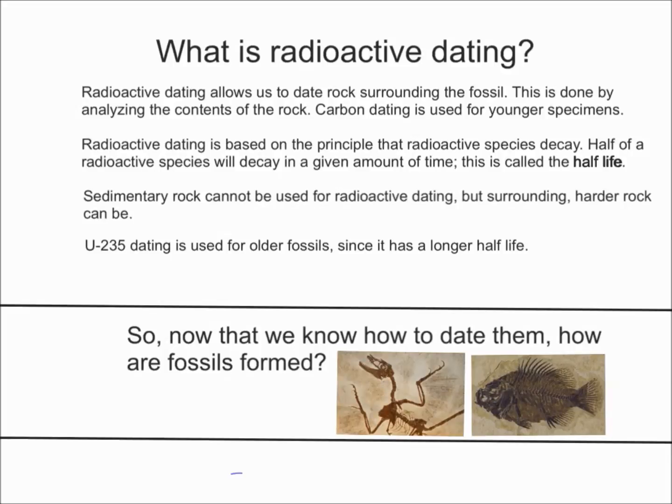Carbon is used to date younger specimens because of its shorter half-life, while uranium-235 is used to date older specimens. Sedimentary rock cannot be used for radioactive dating, but surrounding, harder rock can be. So now that we know how to date fossils, let's find out how fossils are formed.